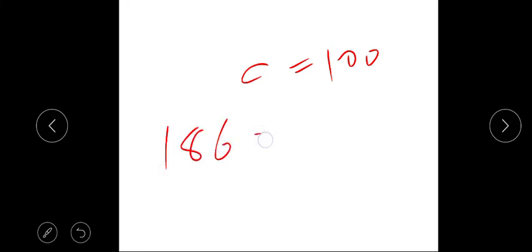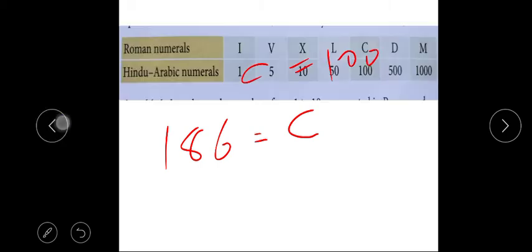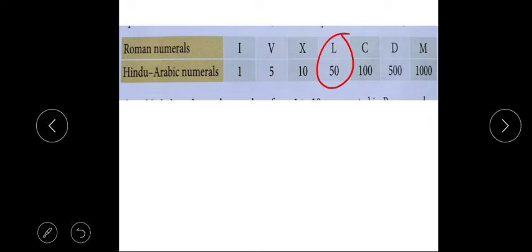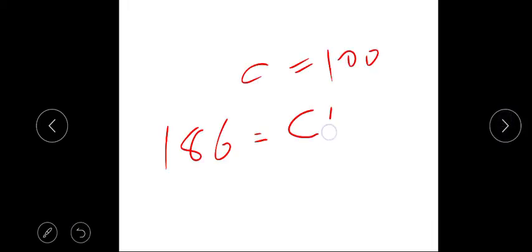Okay, then how do we write 186? First you write 100, then 86. You already learned how to write 86. How do we write 80? We write 80 using 50 plus 30, so 50 is L. Now it becomes 150. Then 50 plus 10 is 60, 60 plus 10 is 70, again one more 10, 70 plus 10 is 80.